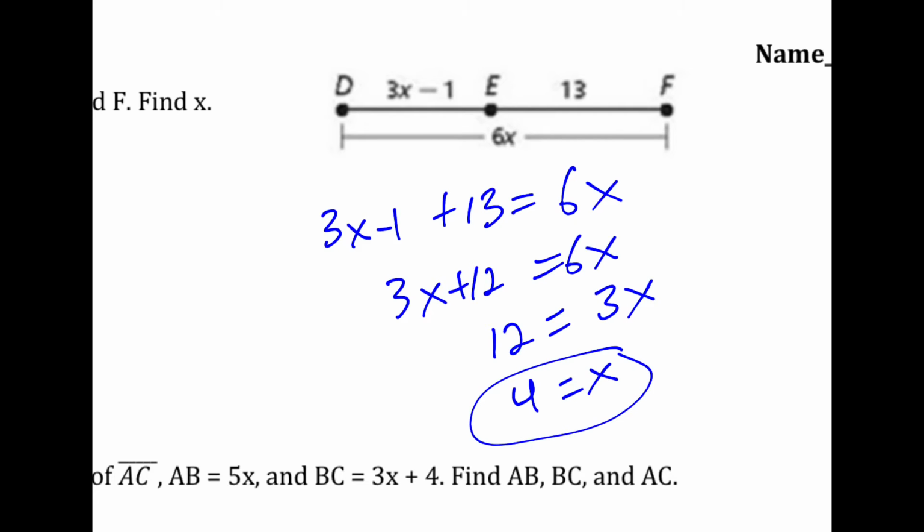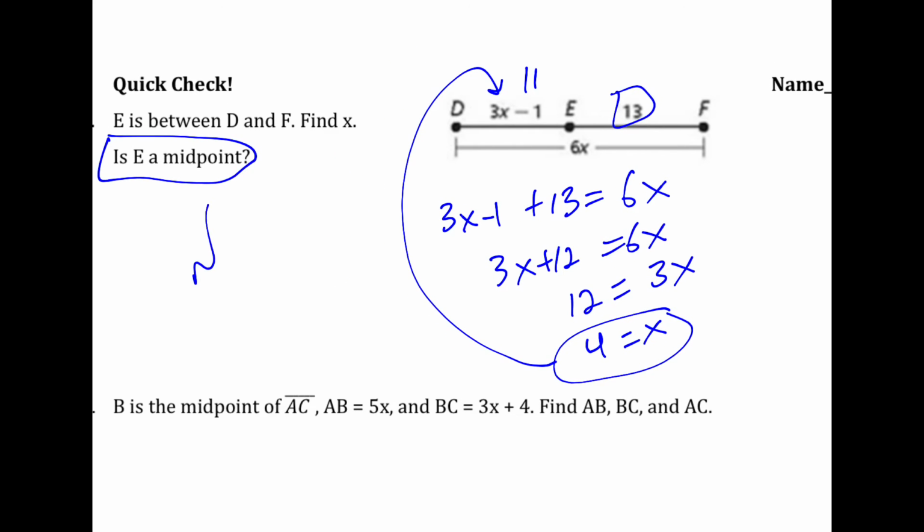And I can plug that back in here. 4 times 3 is 12, minus 1 is 11. If one side is 11 and the other side is 13, is that a midpoint? No, it's not a midpoint.